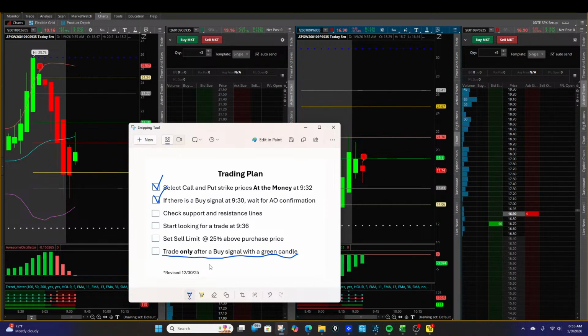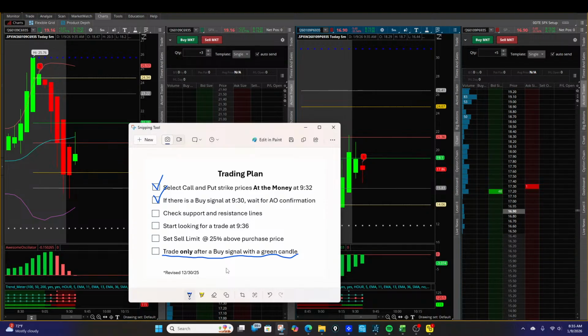Okay, so a couple of times I have not followed this plan, and I have traded when there was not a buy signal, and it's always resulted in a negative consequence. So having this on here makes me follow this.